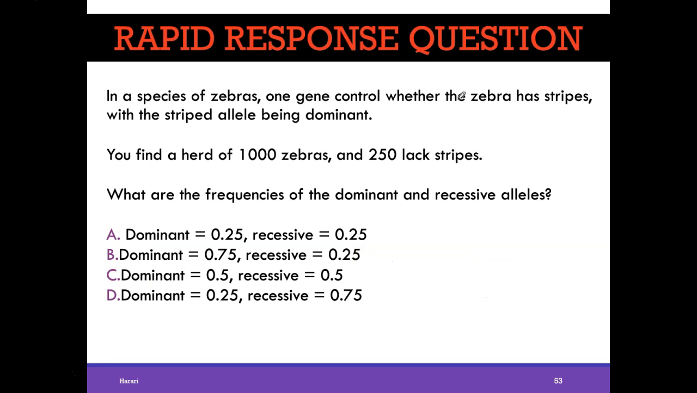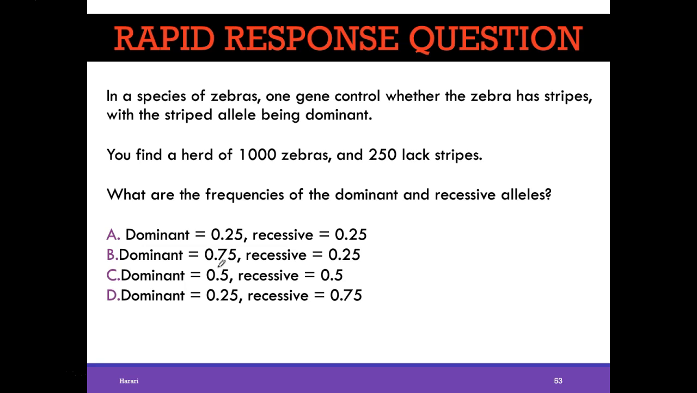In a species of zebra, one gene controls whether the zebra has stripes, with the striped allele being dominant. You find a herd of 1,000 zebras, and 250 of those lack stripes. What are the frequencies of the dominant and recessive alleles? So don't even look at the answers because it might confuse you. I want you to pause here and think of the answer before looking at the choices. So this is a little tricky.